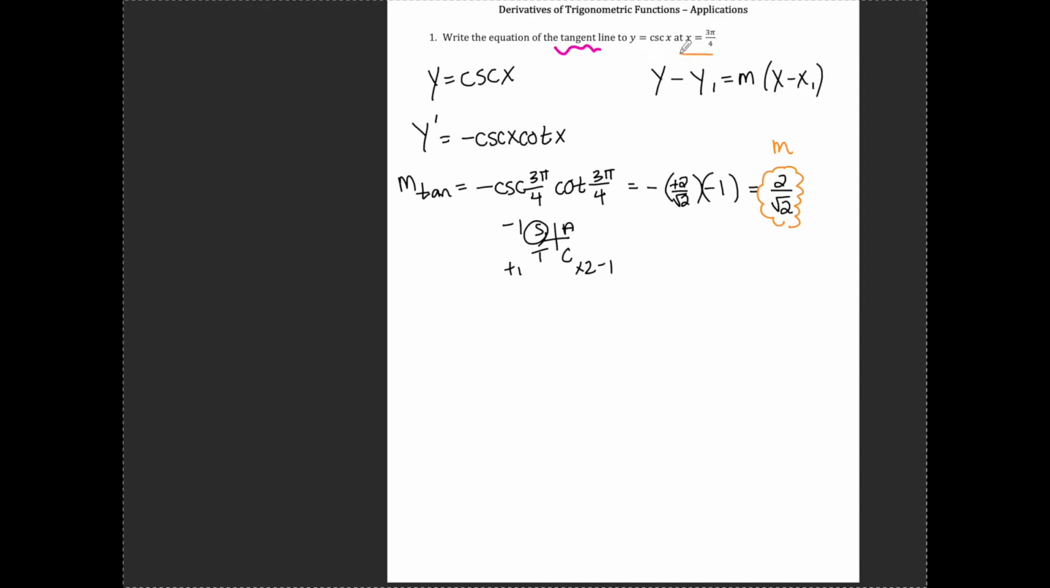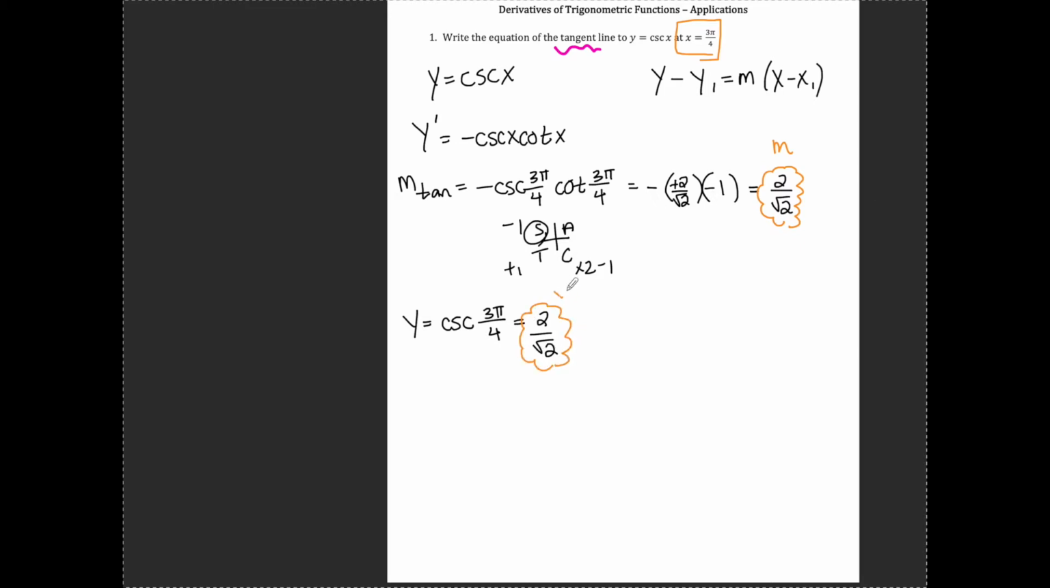I already have x up here, so the only thing I'm missing is y. And y comes from our original function. So I need to evaluate cosecant of 3 pi over 4. We just figured out up here that cosecant of 3 pi over 4 was 2 over rad 2. So that is my y1 value.